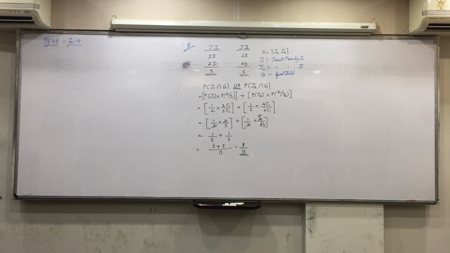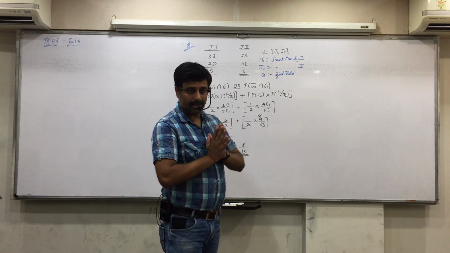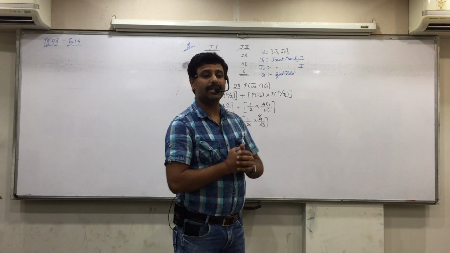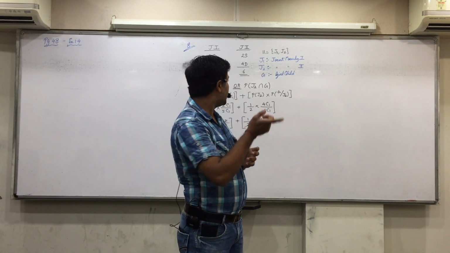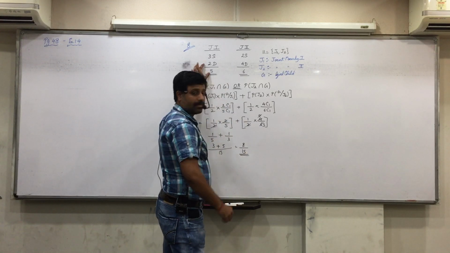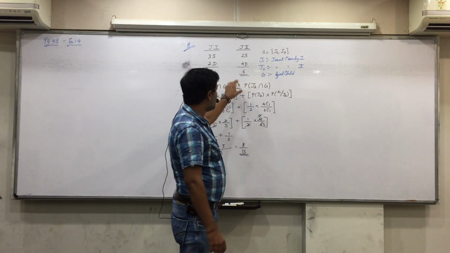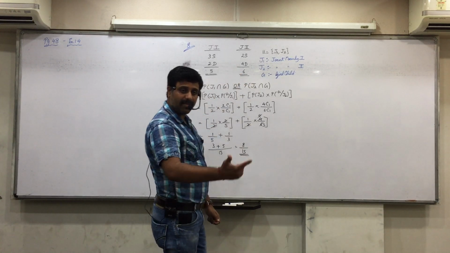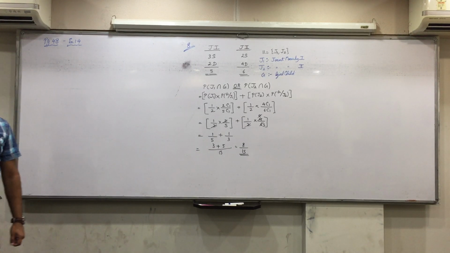Sir, how is it dependent? Selecting a girl child will depend on which family you are selecting. First, we are selecting a family. If you are selecting the first joint family, then the probability of selecting a girl child will be different. If you are selecting the second joint family, then the probability of selecting a girl child will be different. So here the selection of girl child depends on the selection of joint family.